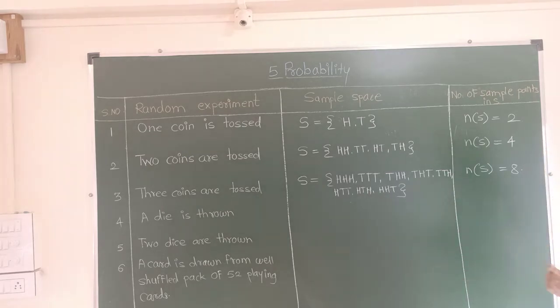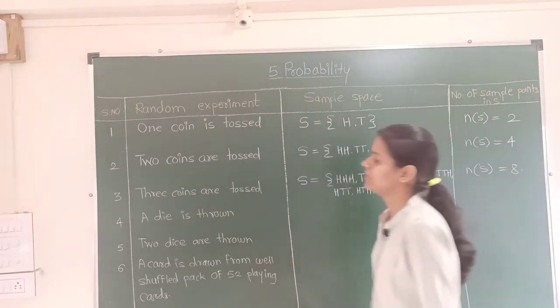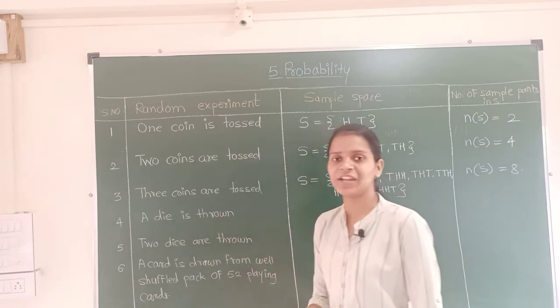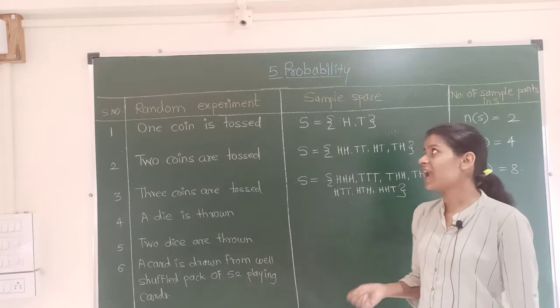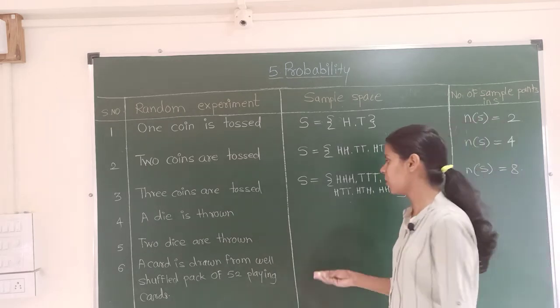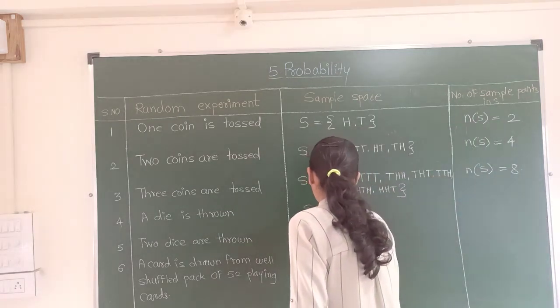There are a total of 8 elements, so the number of elements in the sample space, n(S), when 3 coins are tossed is 8. Now the fourth one is a die is thrown. If a die is thrown, there are 6 possible outcomes, and the outcomes form the sample space. So we will write the sample space as S.